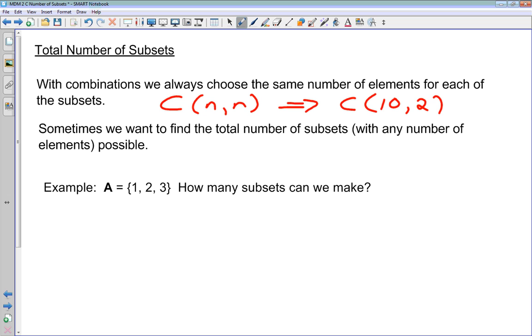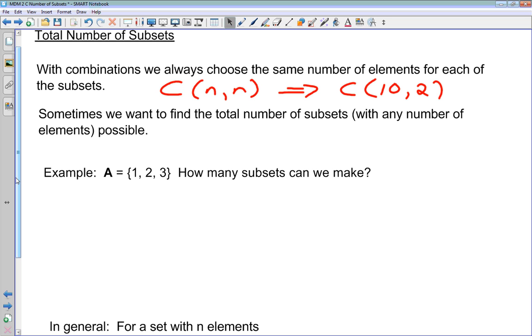We want to find the total number of subsets with any number of elements that are possible from a given set. So let's go back to this set that we looked at before, this very simple set A, which just has 3 elements in it, 1, 2, and 3. How many subsets can we make? Well, it's going to depend on how many elements we want to choose in our final set. So let's consider all the possibilities.